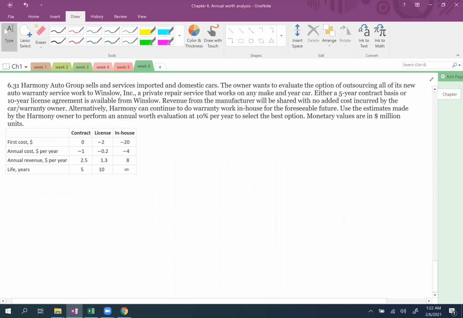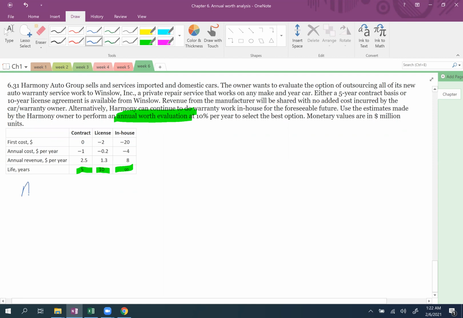So as you can see, really what's going to happen is that you want to use the estimates made by Harmony owner to perform an annual worth evaluation at 10% per year to select the best option. So the units are $1 million. As you can see, the projects' lifetimes are different, but since I'm using the annual worth analysis, I don't need to be worried about that. And that's the beauty and I would say the comfort that this chapter brings to us. So I don't need to be worried about repeating the projects or calculating the capitalized cost. I will just directly convert them to A and compare them against each other.